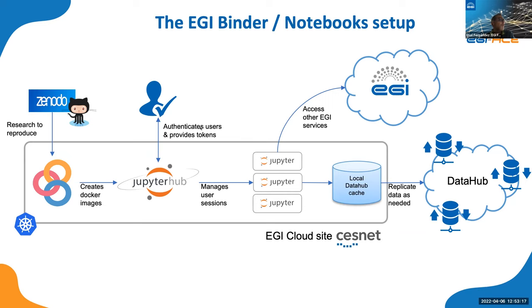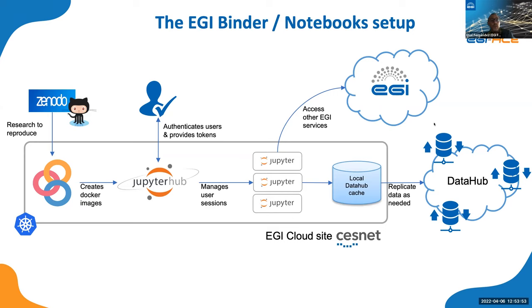And as I said, as we have these tokens, basically you can potentially access any of the other EGI services, so more cloud computing resources, high throughput computing resources, HPC resources. We're looking into adding them also to make them accessible through these Check-In tokens. So potentially from the notebooks environment, you can reach quite an extensive range of services and computing resources for developing your ideas. So that's the setup.